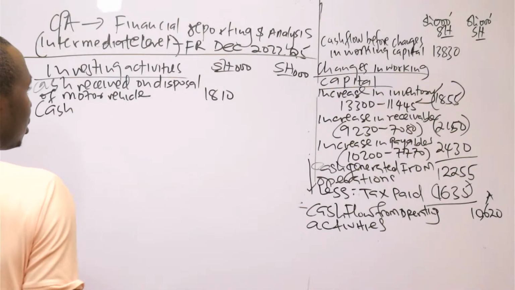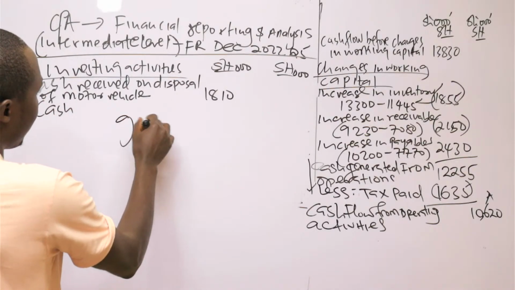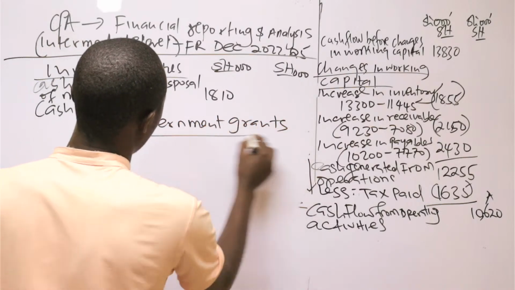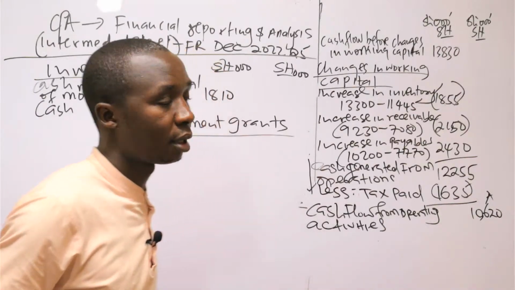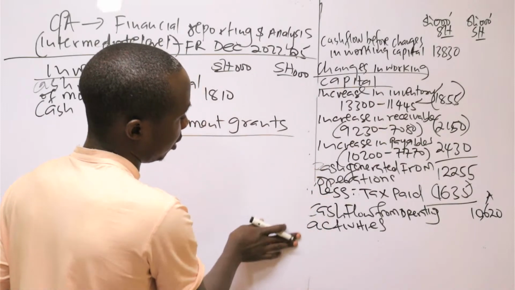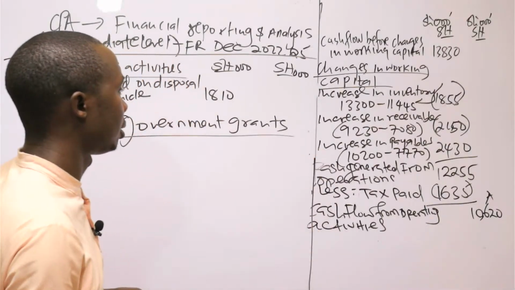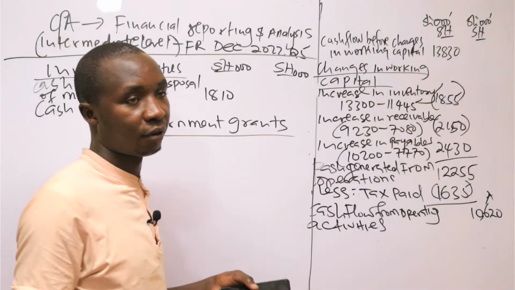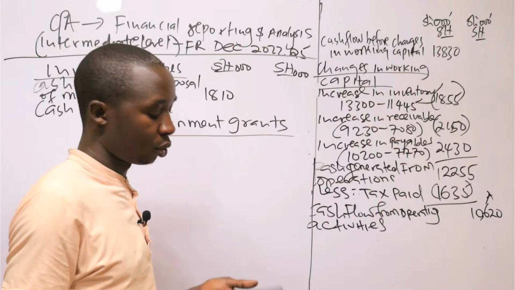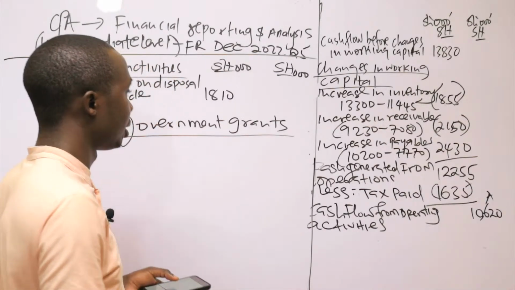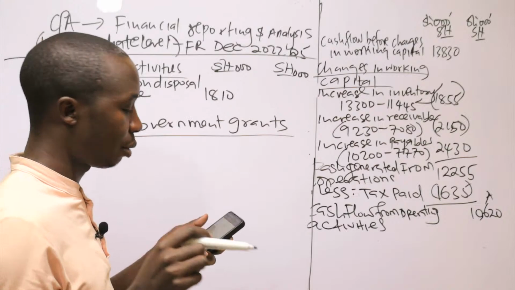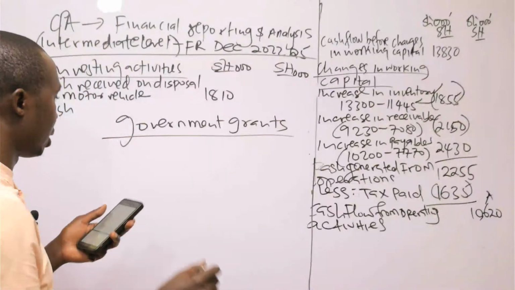In my question, I can see there's something they call government grants. This is all about money received for certain projects, and you don't have to return it. A grant is not a loan. A grant is something you are given maybe for a specific purpose by the government, and you are not supposed to return it. So there's this government grant. We need to combine. They are treating it as a liability, under non-current liability.